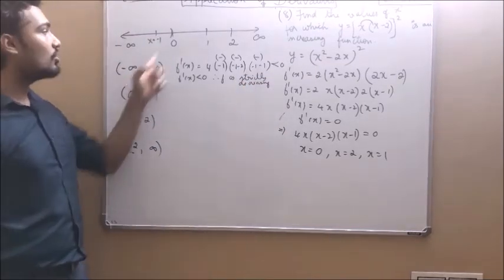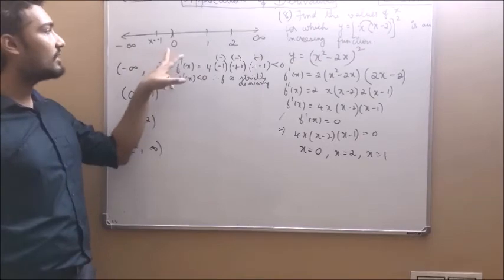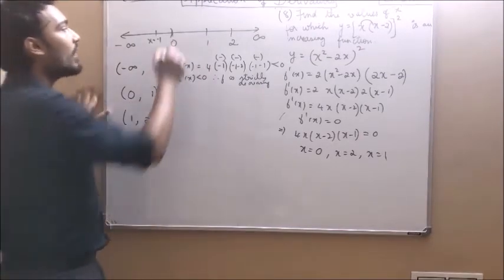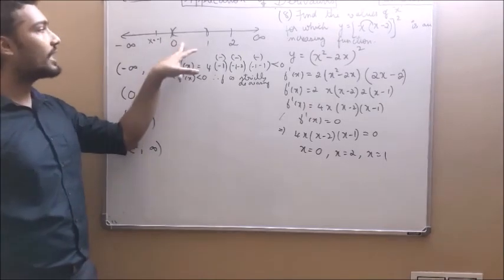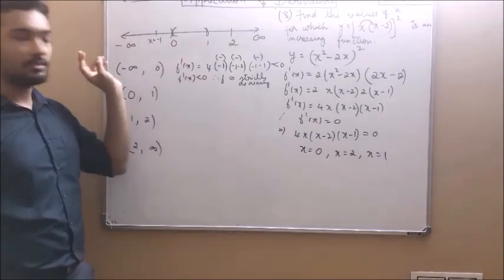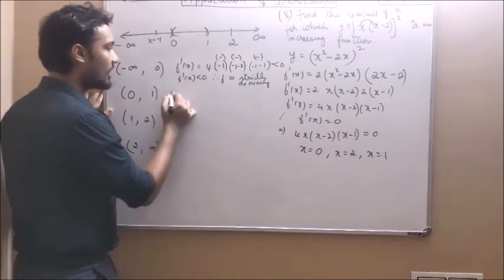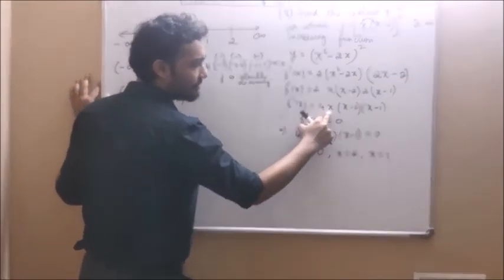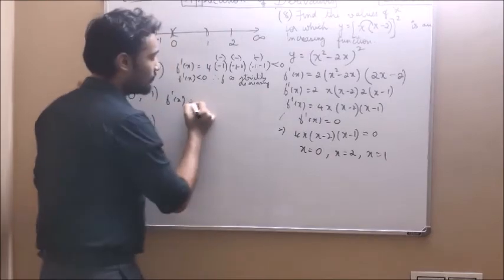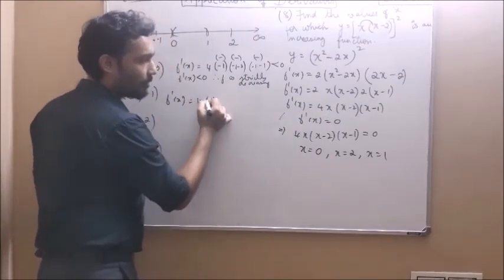Next, check the interval 0 to 1. You have to take any point in between, you cannot take the end points. You can take half. So take f dash of x: 4 into half, which will be positive.